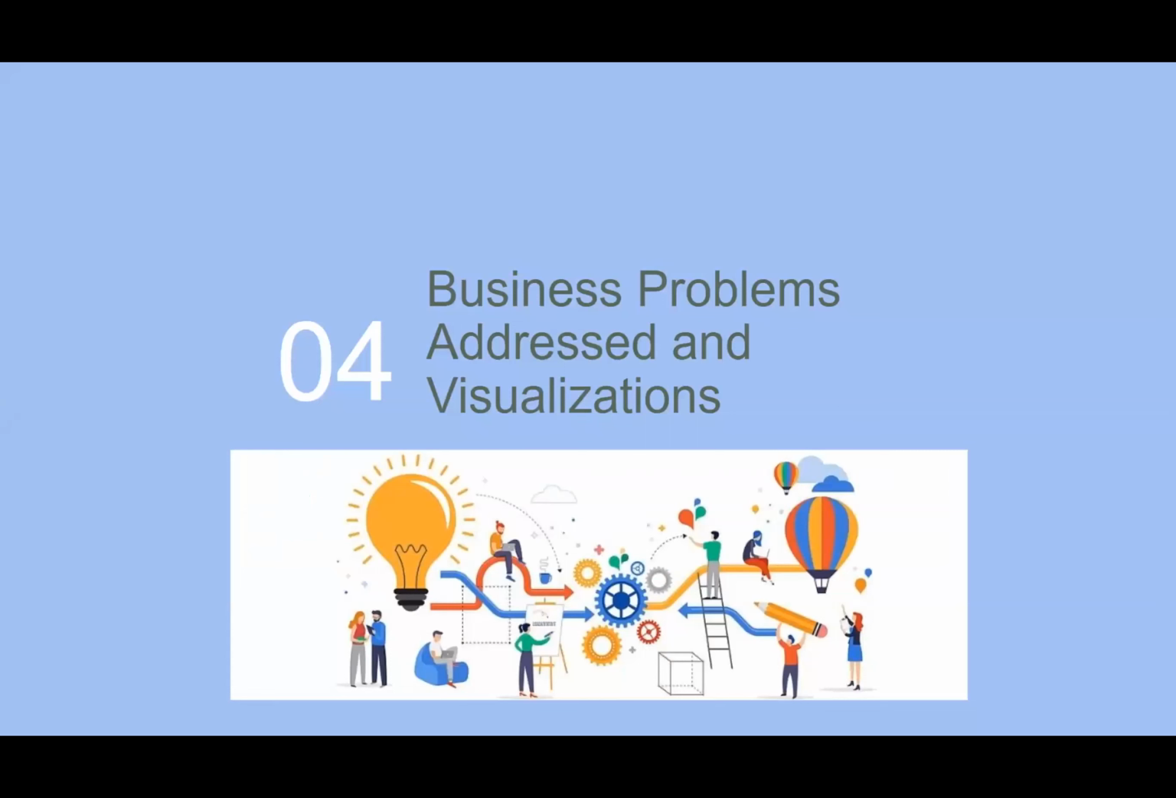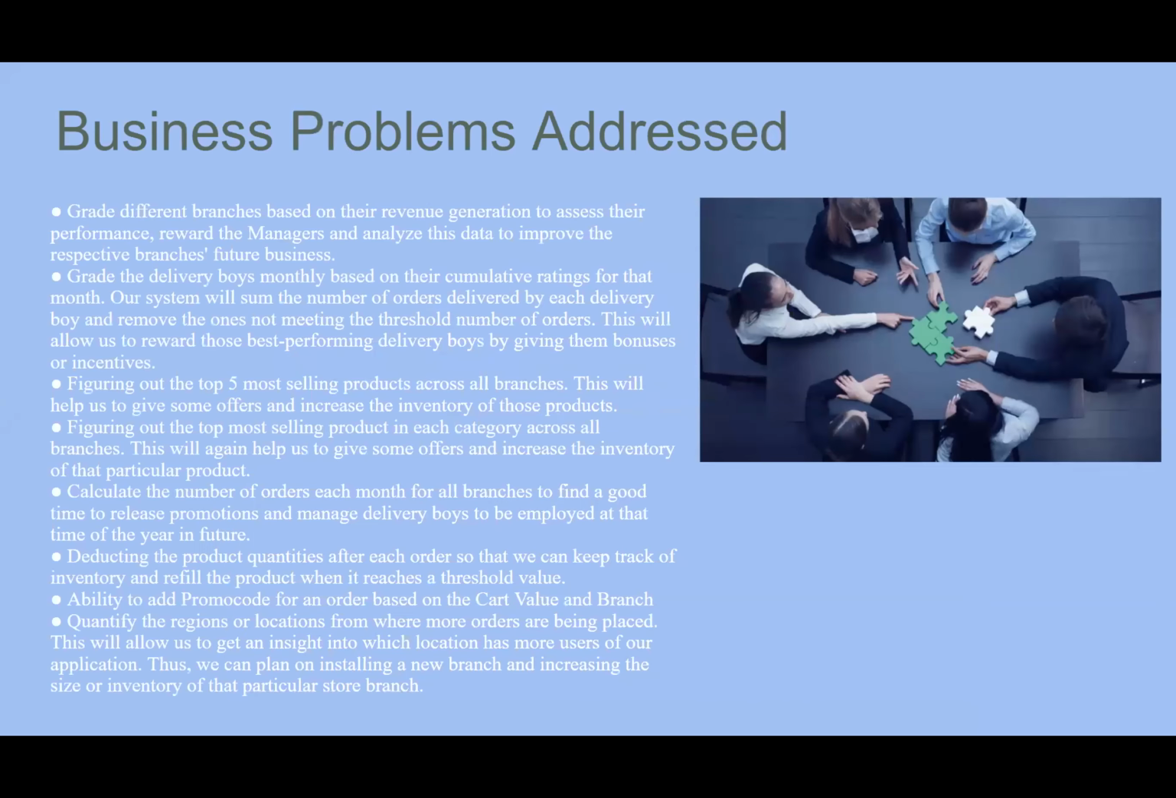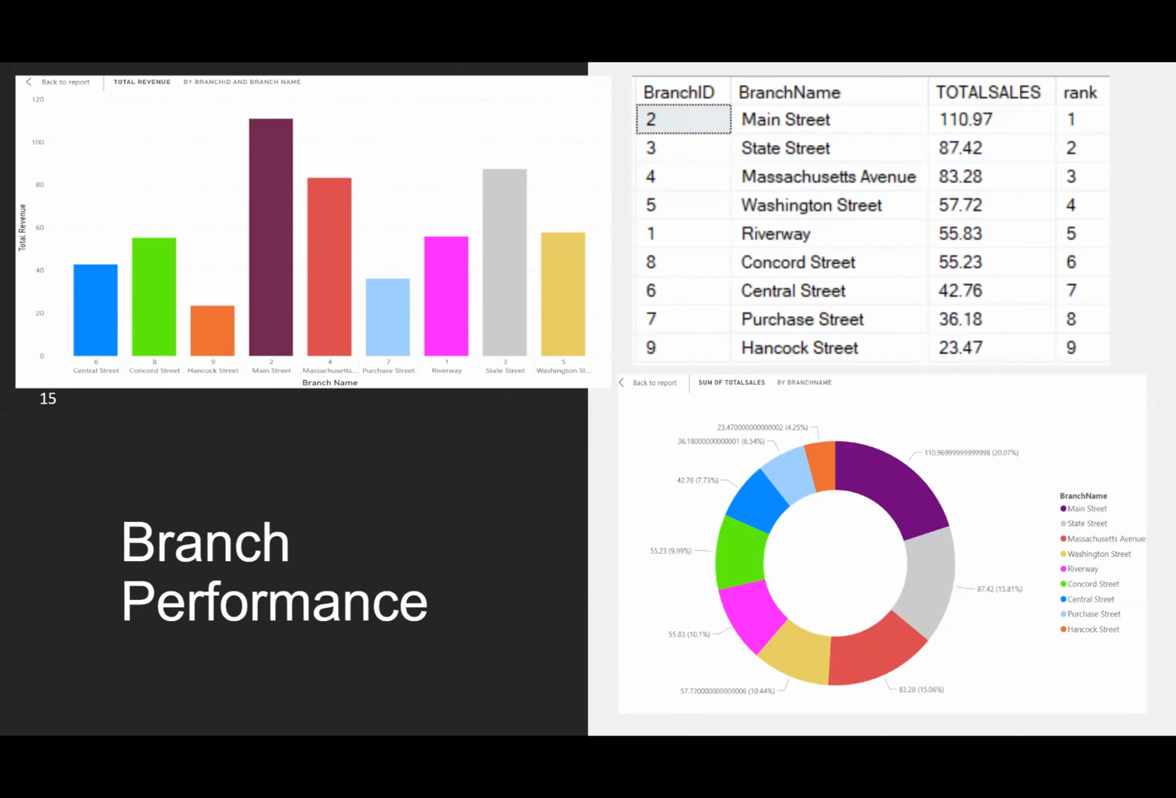Thank you, Akhil. So I'll be talking about the business problems addressed and the visualizations. These are the business problems which we have addressed, and I'll be discussing these in the further views and reports. Coming to the branch performance, we have graded branches based on their revenue generation for the whole year, and this helps us in analyzing and assessing the branch performance and rewarding the managers of the well-performing branches and giving them incentives.